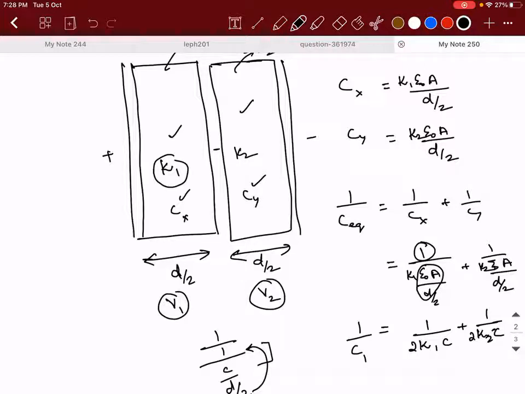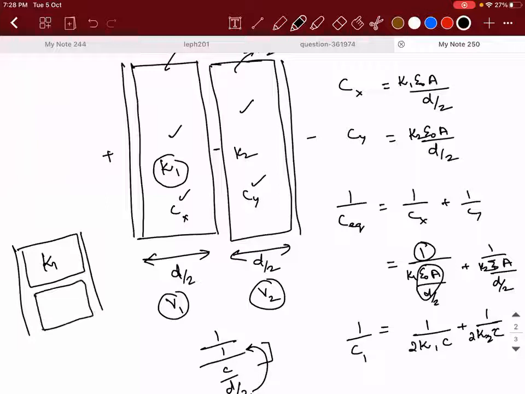Parallel means K1 will be above and then below, like that, sir? It is like this. This is what is called parallel. I know this will confuse you. They told parallel layers, they didn't say they're connected in parallel. The layers are parallel, but they are connected in such a way that the potential difference across the first dielectric and the second dielectric are not the same.